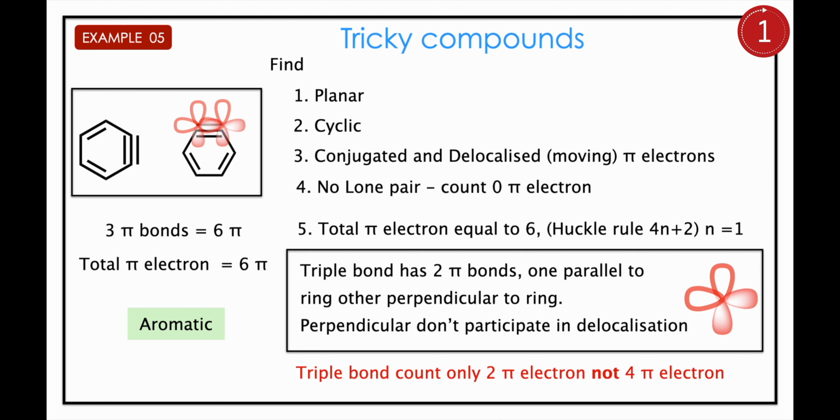Why? Because a triple bond has 2 pi bonds which are perpendicular to each other. The one parallel to the ring current participates, the one perpendicular to the ring current doesn't participate. So only 2 pi electrons participate. If you count it, you have 6 pi electrons. So 2 double bonds, 1 triple bond. The triple bond participates with 2, which comes to 6. That is a 4n plus 2 system with n equals 1. So benzyne is aromatic. The concept you have to learn here is that in a triple bond, count only 2 pi electrons, not 4 pi electrons.